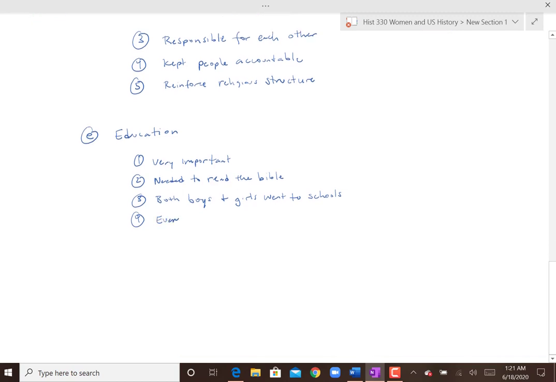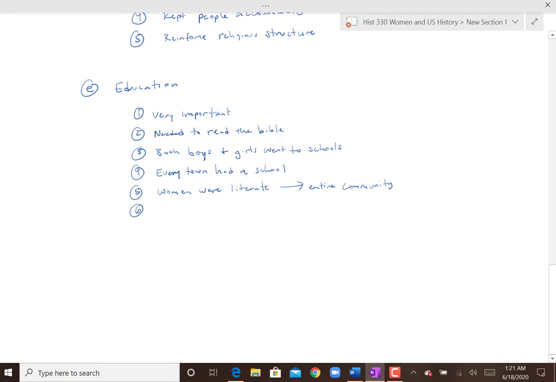Every town, because obviously there was more than one Puritan town, had a church and a school. So you had women who were literate, basically the entire community. It would have been really rare to have someone be illiterate in Puritan society because they all went to public school. So that's important. And what they were educated in school is that they had to be able to read. Let's see, we'll put what they learned.